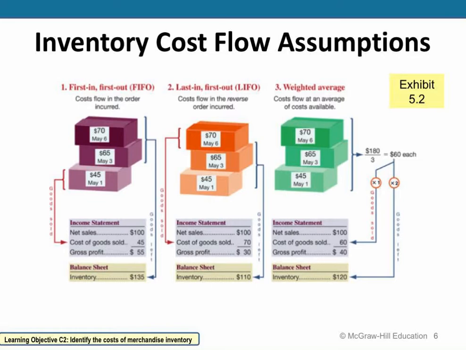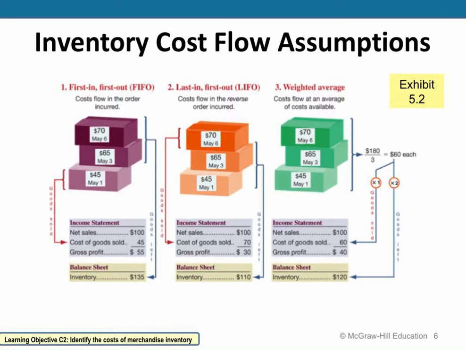Now, if instead we used a last in, first out system, that $70 item is what would get treated as sold. So the cost of goods sold would be 70, gross profit 30, and ending inventory here would be 110, so that 45 plus the 65. So you can see that in a traditional rising price environment from the supplier, LIFO has the effect of making cost of goods sold higher and thus gross profit lower, as well as inventory lower, whereas FIFO makes the gross profit higher and inventory higher.